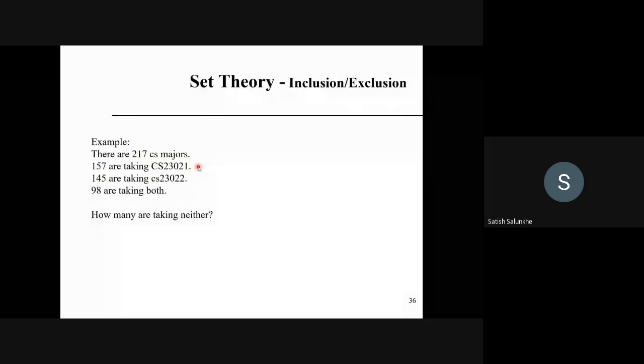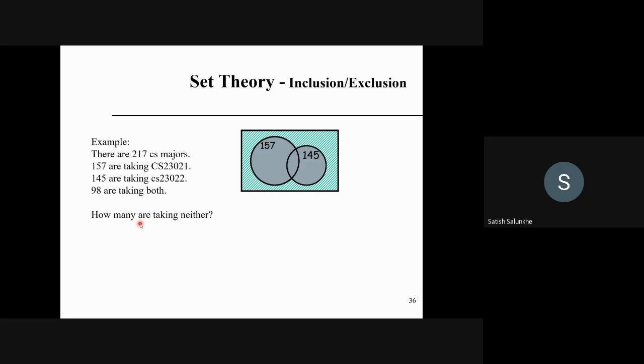This is set A, this is set B. You have been given the cardinality of set A, the cardinality of set B, and the cardinality of set A intersection B. What is asked is how many of them are taking neither this nor this. That means the complement of A union B. That is exactly what you need to find out, the cardinality of that.